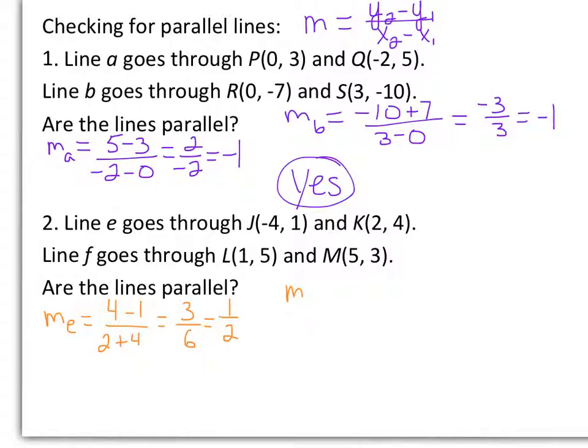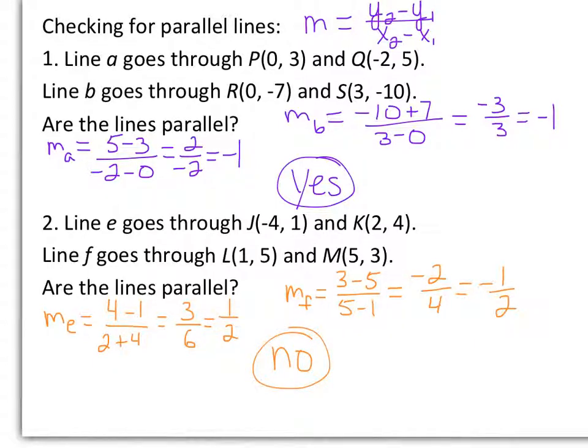And then slope of line F, change in y over change in x, which reduces to -1/2. And no, these lines are not parallel. Remember, the slopes have to be exactly the same. So that means same number and same sign.